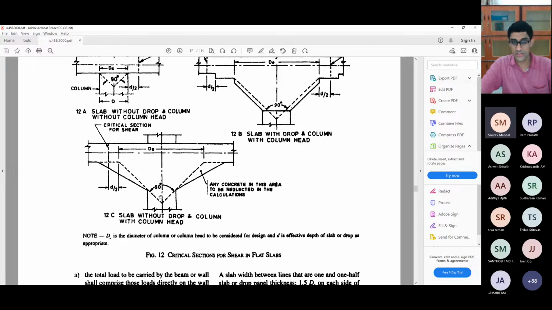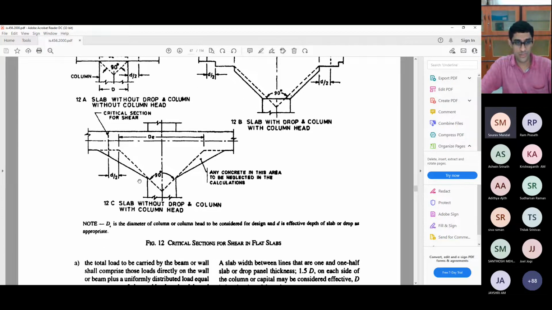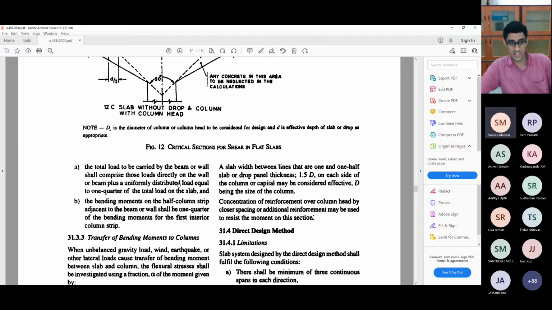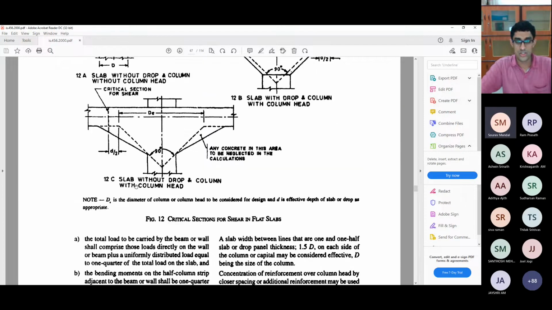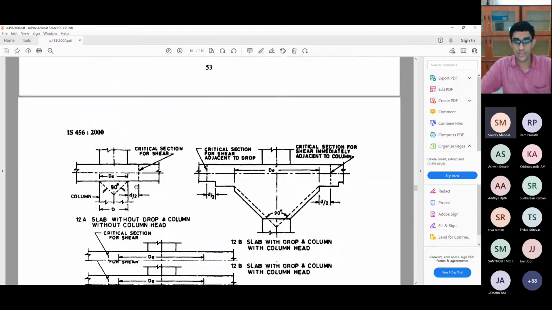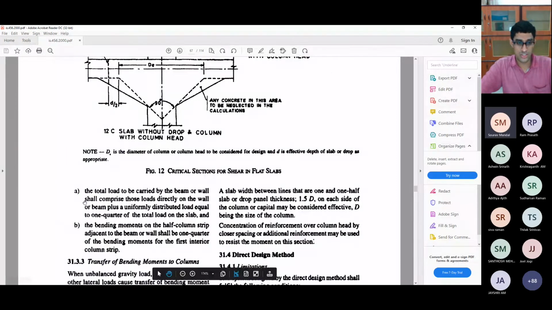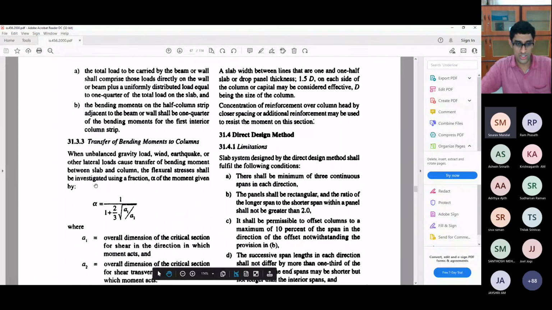If you do not have a drop and you have only a column head, then from the center of the column draw a conical 90-degree split like this. See where it touches the slab. From there you take d by 2. So this is how we find critical sections. Then these are all specific cases, you don't need to look at this.